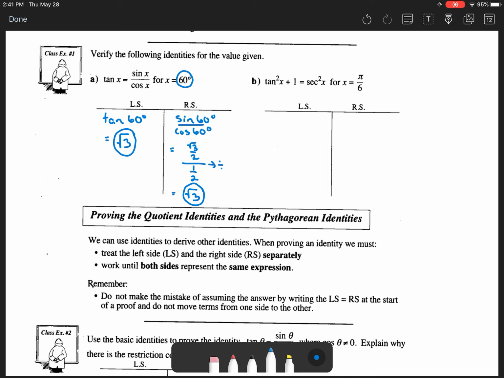Again, I cannot state that it's true for any other values of x. All I can state at this point is that it is true for 60 degrees. Okay, moving on to B.